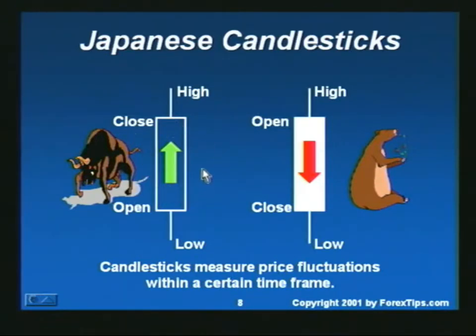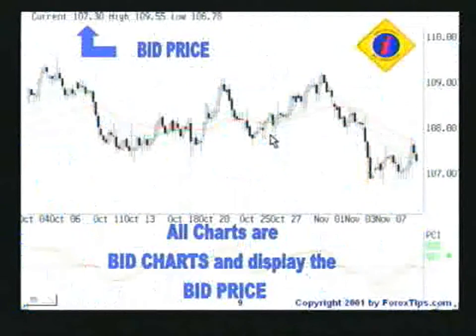There are bullish candles and there are bearish candles. In a bullish candle, the close is higher than the open, and they are usually hollow in color, whereas a bearish candle, which signifies the market is going down, has its close lower than its open.